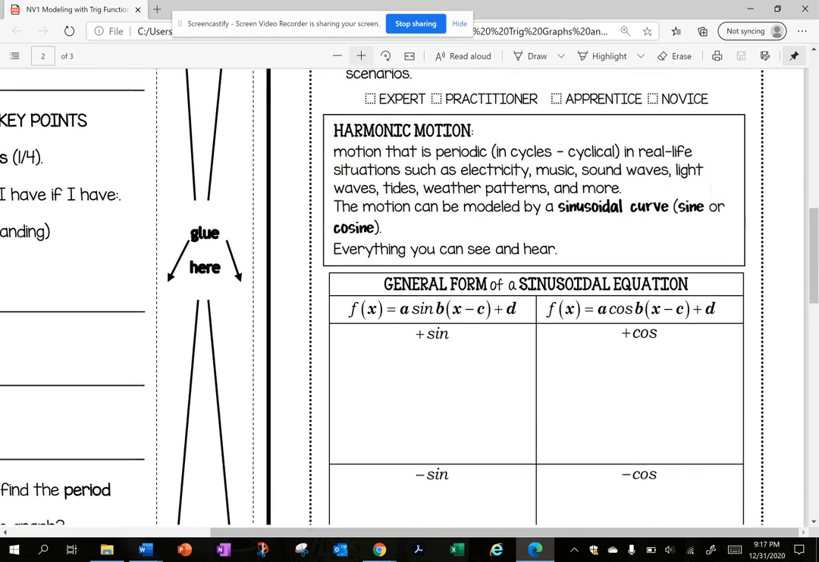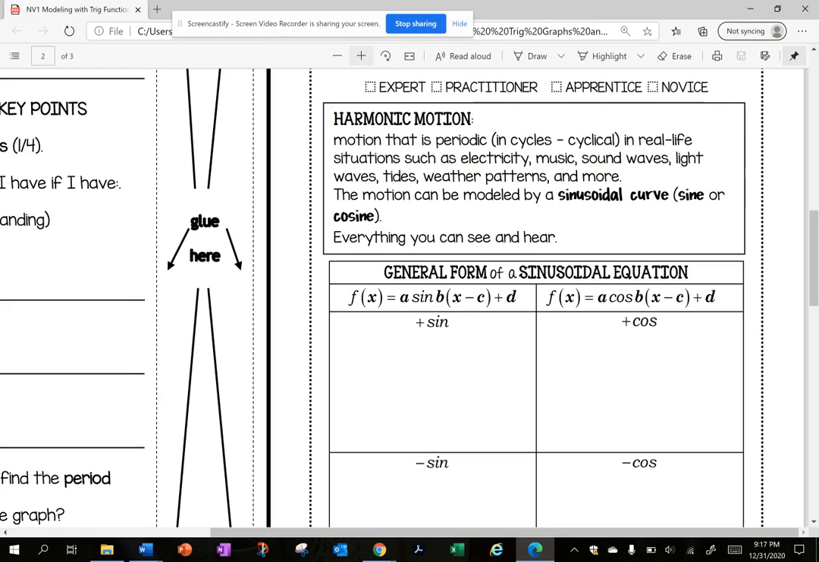Okay, so harmonic motion is motion that's periodic. So it's in cycles, or cyclical, is what we say. Real-life situations that model harmonic motion are electricity, music, sound waves, light waves, tidal waves, weather patterns, and more. So the motion we describe can be modeled by a sinusoidal curve, which is either a sine wave or a cosine wave. One way I describe this is this is everything you can see and hear.